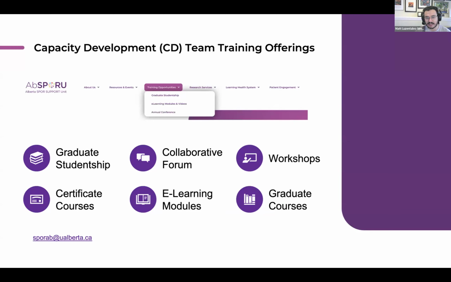Very briefly before we end here, I did also want to describe some of the team training offerings that the capacity development team at the AbSPORU support unit have. And so that includes things like workshops and e-learning modules about patient engagement, patient-oriented research. There's also certificate courses. So there's a certificate course for patient engagement in patient-oriented research that our team worked on. And there's also a certificate course on implementation sciences in patient-oriented research if you're doing a project that's looking to implement new programs or innovations into healthcare.